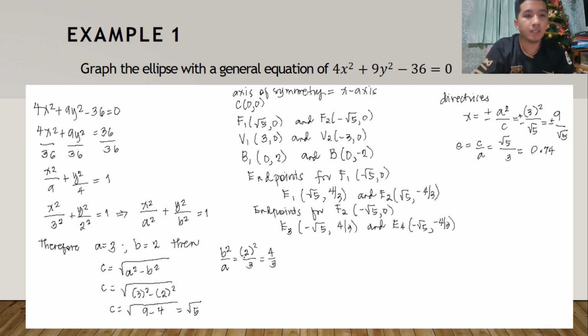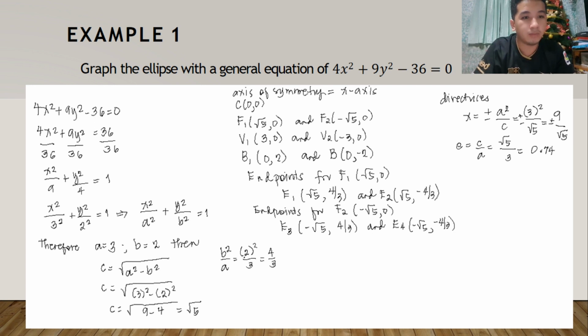The axis of symmetry is the x-axis. The center is (0, 0). F1 is (square root of 5, 0), and F2 is (negative square root of 5, 0). V1 is (3, 0) and V2 is (negative 3, 0). B1 is (0, 2) and B2 is (0, negative 2).